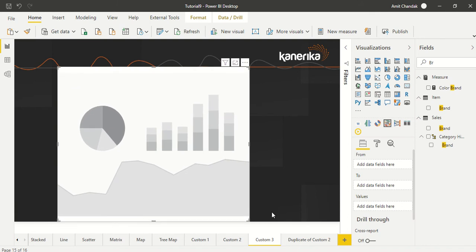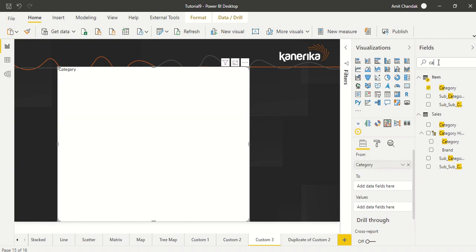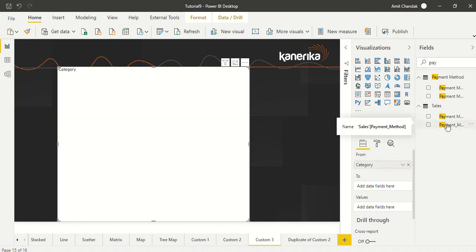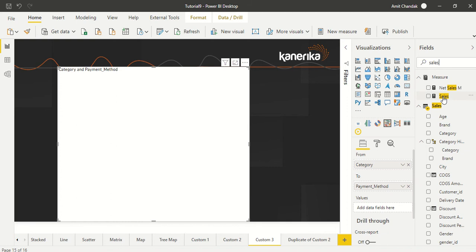Let's take two fields. One of them we are going to take is category, and the second we are going to take is payment method. Then we are going to take the sales value, and once we take the sales value you'll be able to understand what is happening here. So let's add this and then let's see.